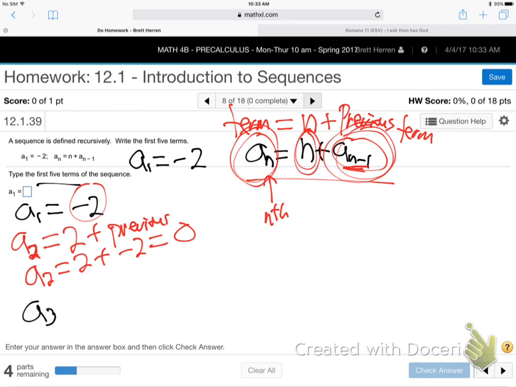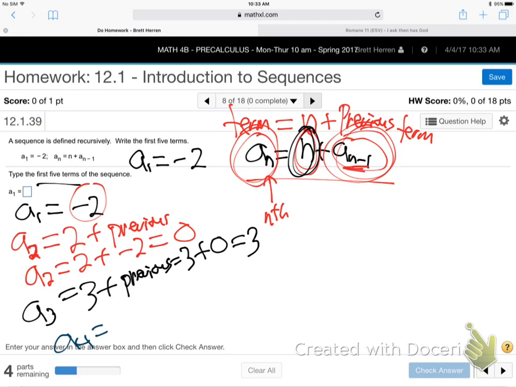Same pattern. A sub 3 will be the number you're on, 3. Right? It's the n you're on. I'm on 3 now. Plus the previous term. So it's 3 plus, what was the previous term? 0. So it's 3. A sub 3 is 3. Does that make sense? Fine. See if you can do a sub 4.